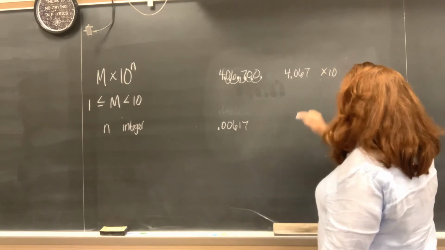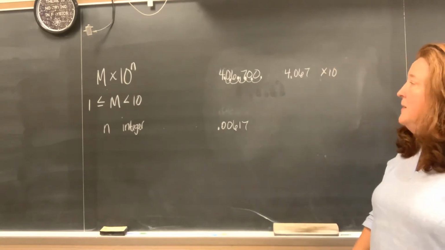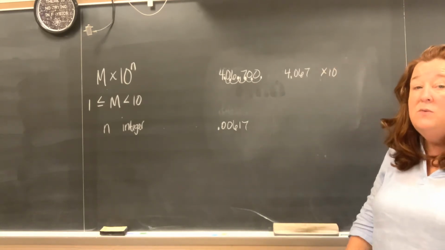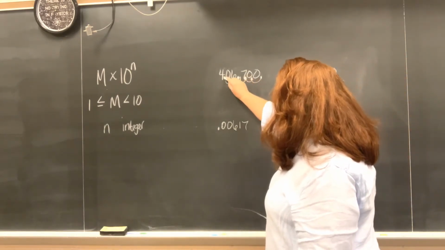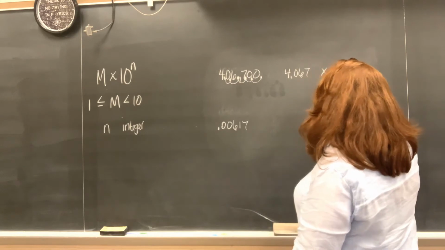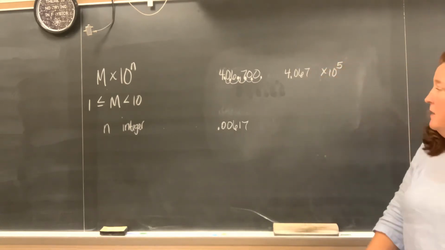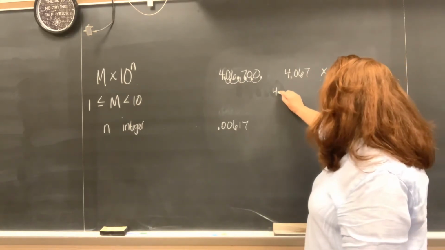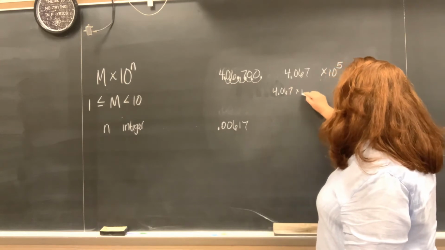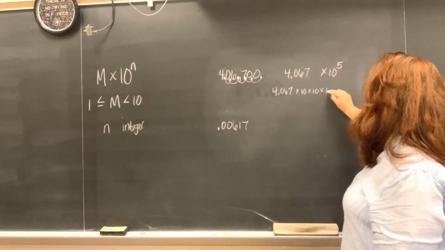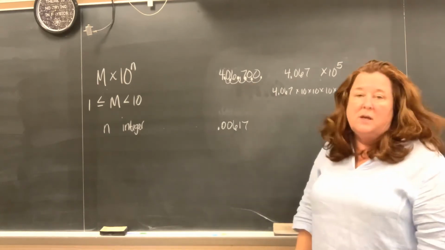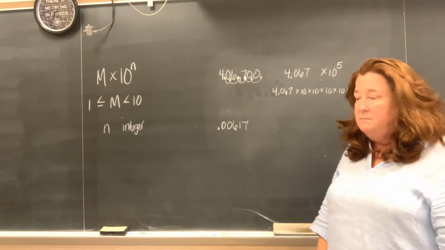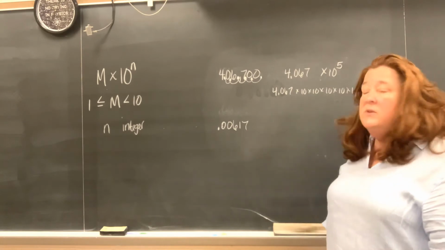Now I have to figure out the power of 10 to put behind that. This is the number of times I moved the decimal place. So I moved it 1, 2, 3, 4, 5 times. So that becomes a power of 5. And what this means is if I take 4.067 and I multiply it by 10 and multiply by 10 and multiply by 10, 5 times, I would get back to my original number of 406,700.